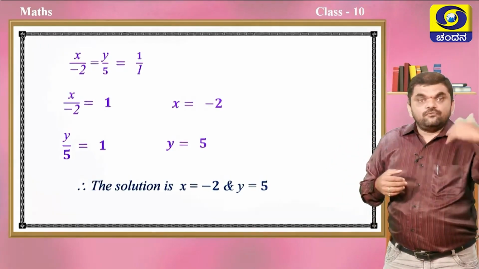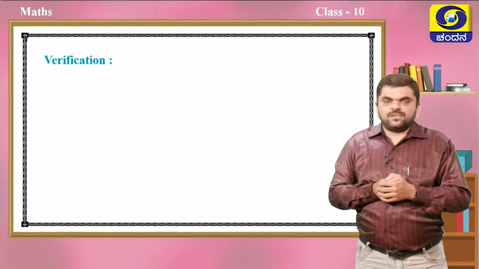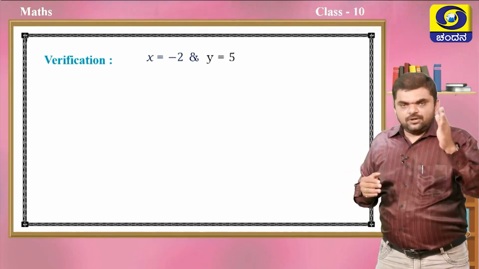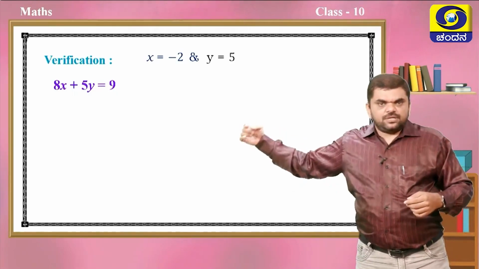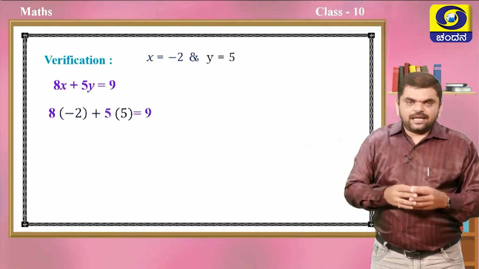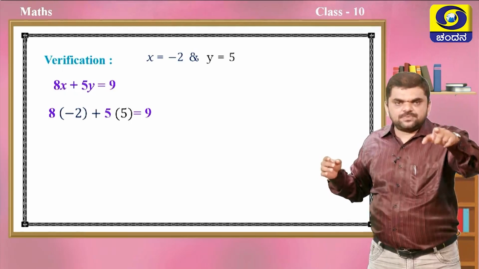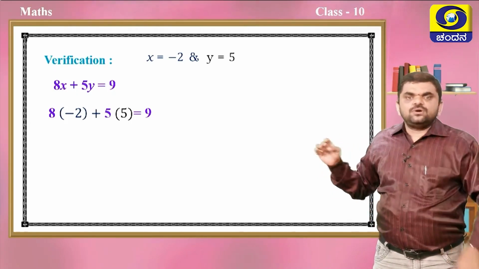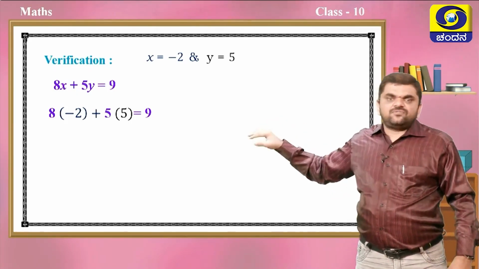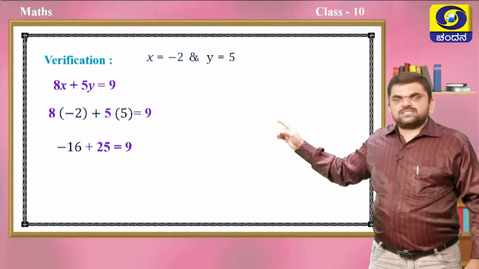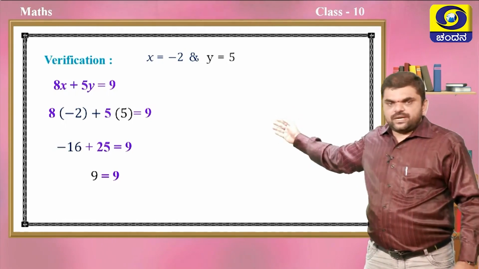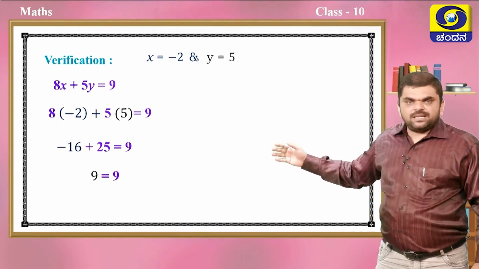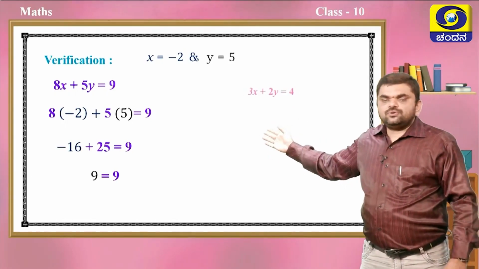Children, now let us verify this. How to verify? Value of x is minus 2, value of y is 5. Write the first equation: 8x plus 5y is equal to 9. In the place of x, we will substitute the value of x as minus 2 and the value of y as 5. 8 into minus 2 plus 5 into 5 is equal to 9, that is minus 16 plus 25 is equal to 9, that is 25 minus 16 is 9, 9 is equal to 9, that is LHS is equal to RHS.